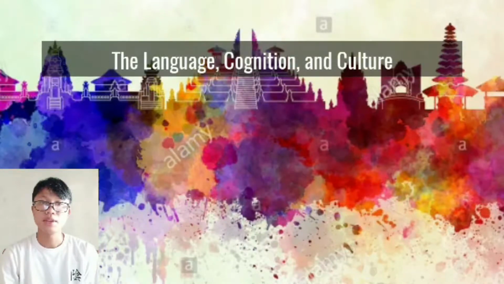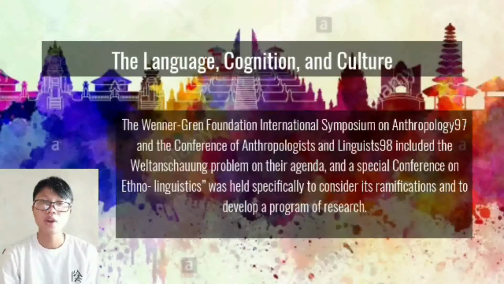Recently, this thesis has been studied critically by several groups of interested anthropologists, linguists, and psycholinguists. The Wenner-Gren Foundation International Symposium on Anthropology 1957 and the Congress of Anthropology and Linguistics 1958 included the Whorf-Sapir problem on their agenda, and a special conference on ethnolinguistics was held especially to consider its ramifications and to develop a program of research.